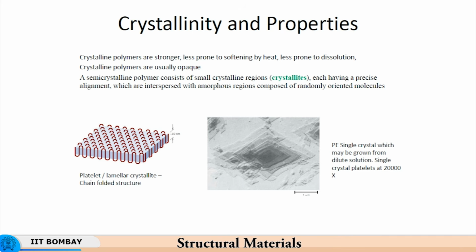So this is a chain folded structure which results in a platelet or lamellar crystallite. So this is the lamellar crystallite, and as you see, the orderly arrangement of atoms is obtained purely by folding of the chain practically in an endless manner.